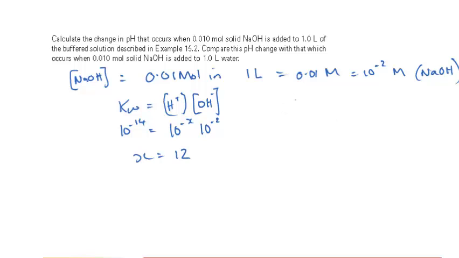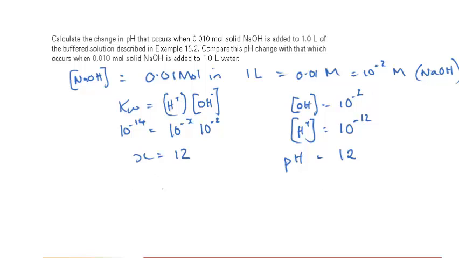But we can do it in a slightly different way by just saying, okay, if our hydroxide concentration is 10 to the minus 2, then our H plus concentration has to be 10 to the minus 12 to make it up to 10 to the minus 14, which means that the pH is going to be minus log of 10 to the minus 12, so it's going to be 12, which we know is a basic pH.